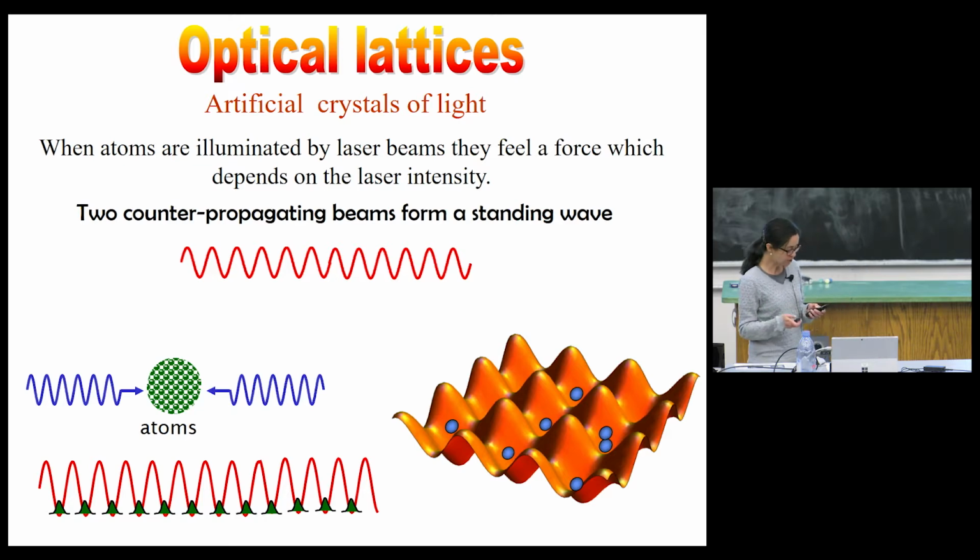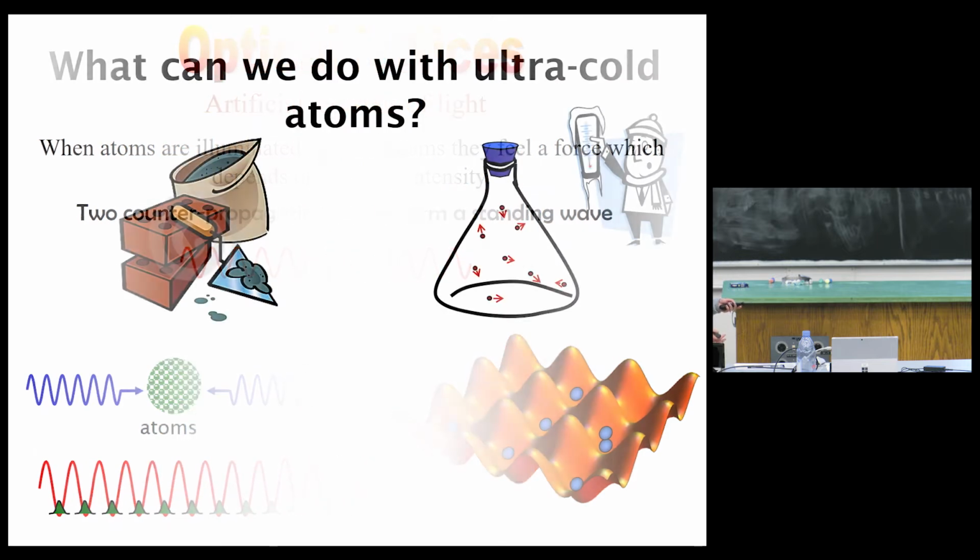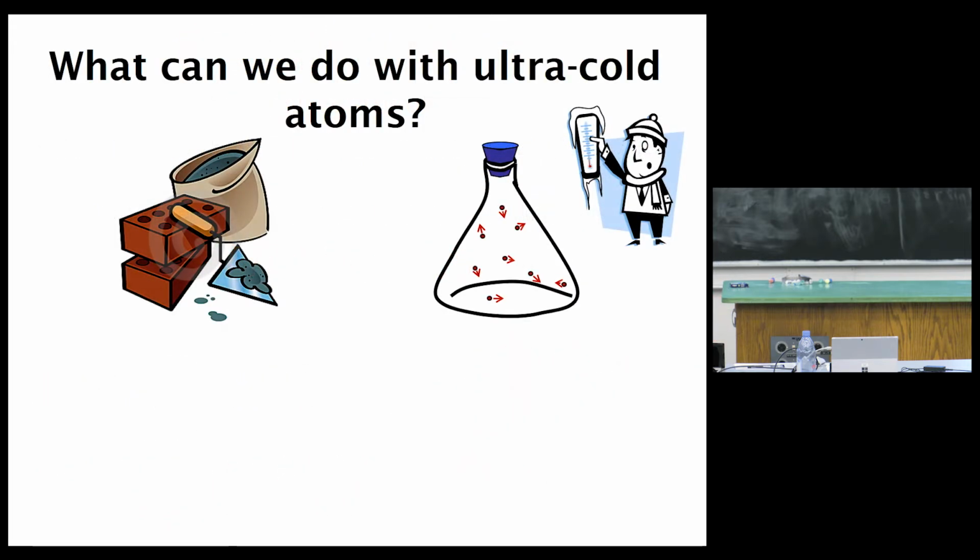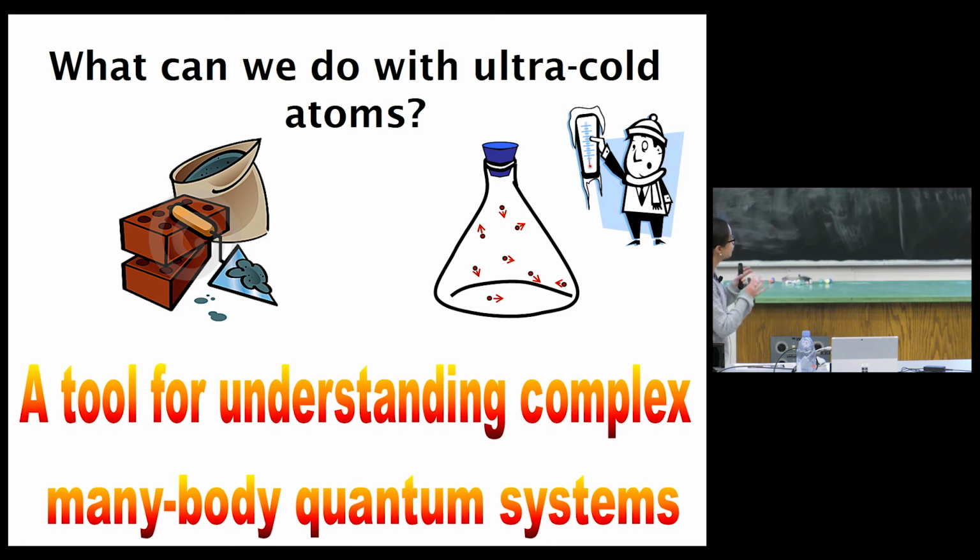But maybe you are just sitting there and thinking, well, we have ultra-cold matter. And maybe the question that you are asking yourself is, what can we do with ultra-cold atoms? And we can do many things. But today, one of the topics that I'm going to focus on is how we are aiming to use this ultra-cold matter for understanding complex quantum many-body systems.